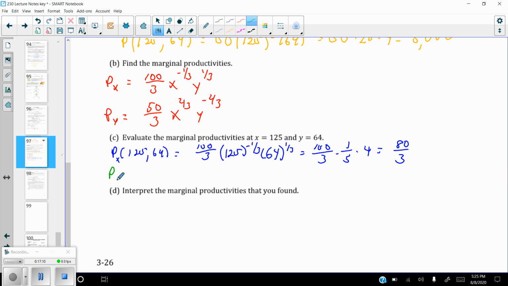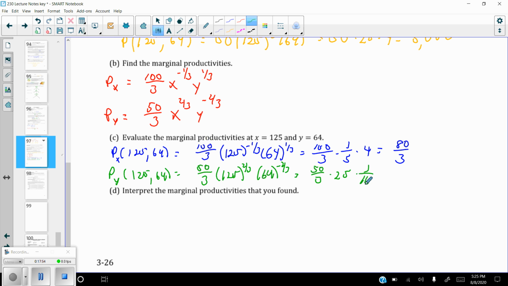P sub y, again, same numbers, is going to be 50 thirds, 125 to the 2/3 power, and then 64 to the -2/3 power. So that's going to be 50 thirds times 125 to the 2/3. We've done that before. That's actually 25. 64 to the -2/3. So again, cube root is 4. Squared is 16, but we're going to have to make that a 1/16.